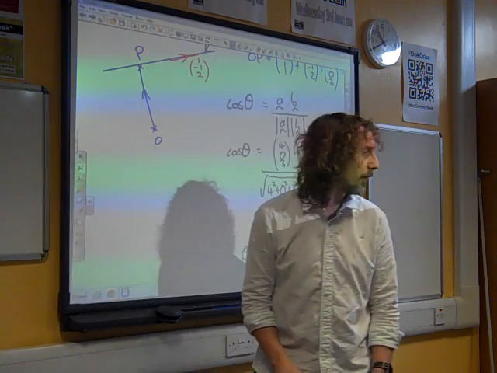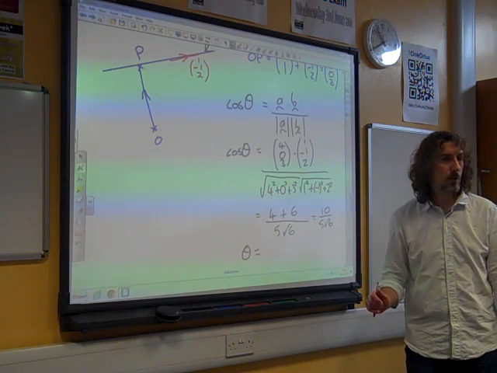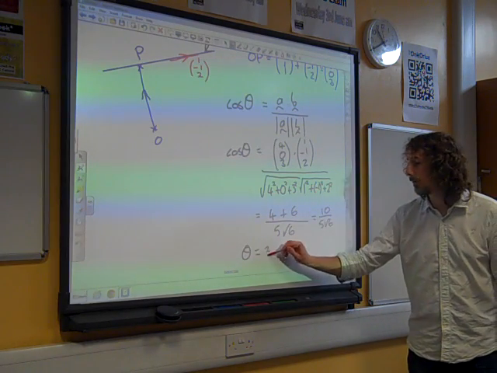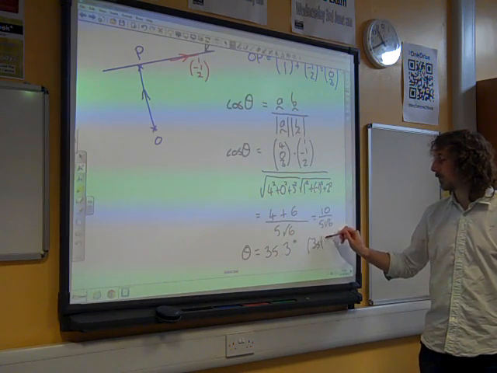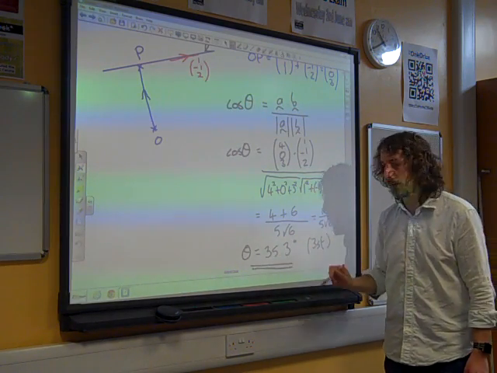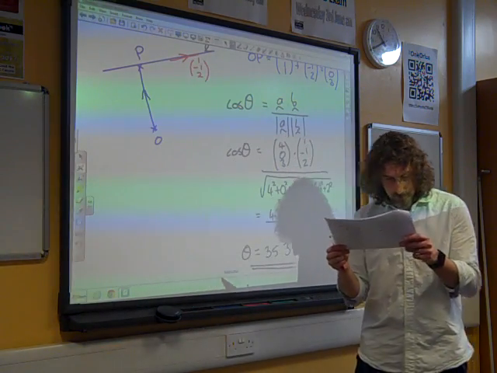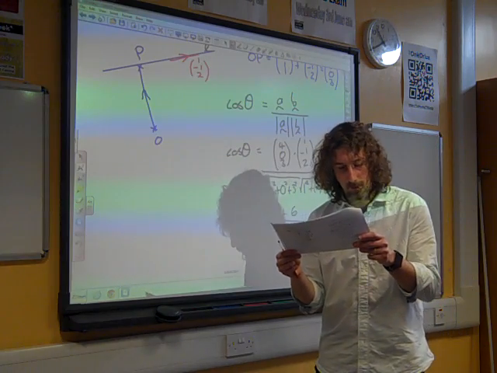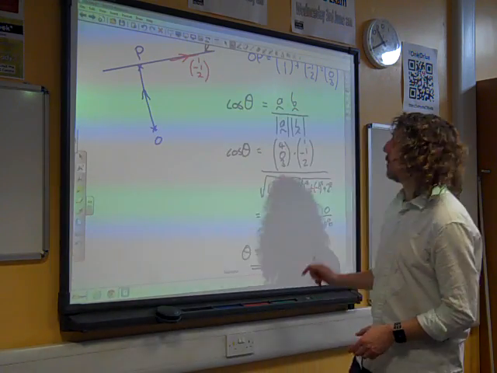Has anybody done it? I think I got 35.3 to 3 significant figures. Well, of course, we're going to give our answer to 3 significant figures unless it tells us otherwise. They accepted a radians answer if you wanted to give it in radians.